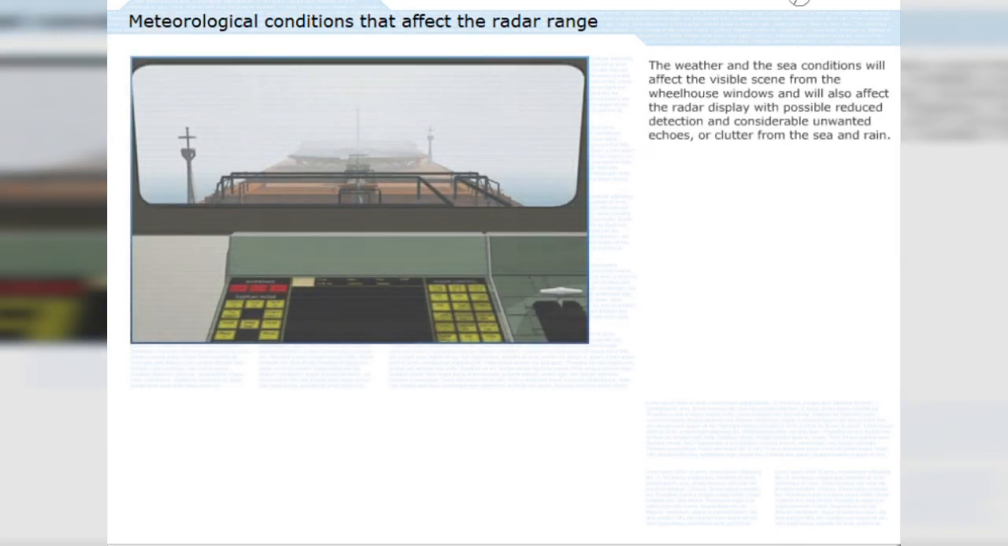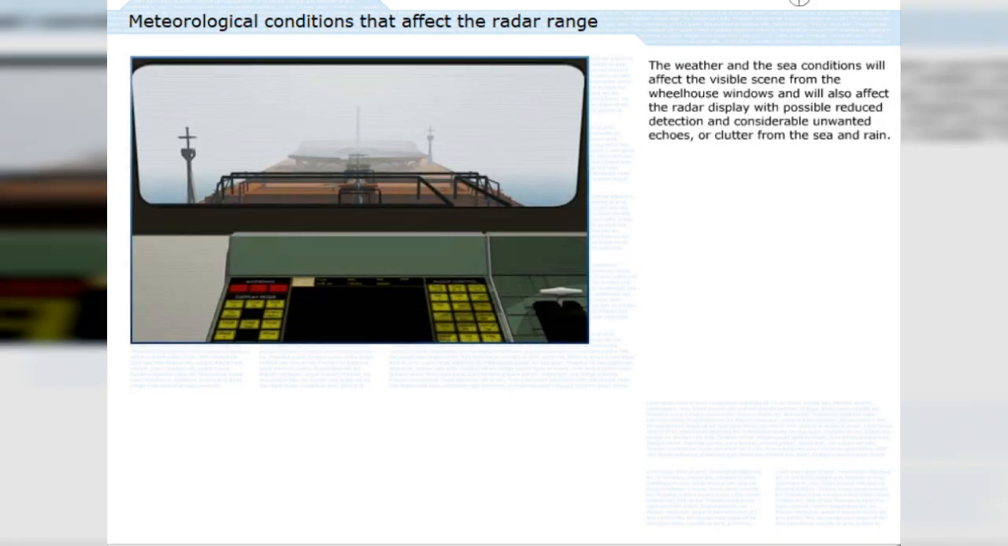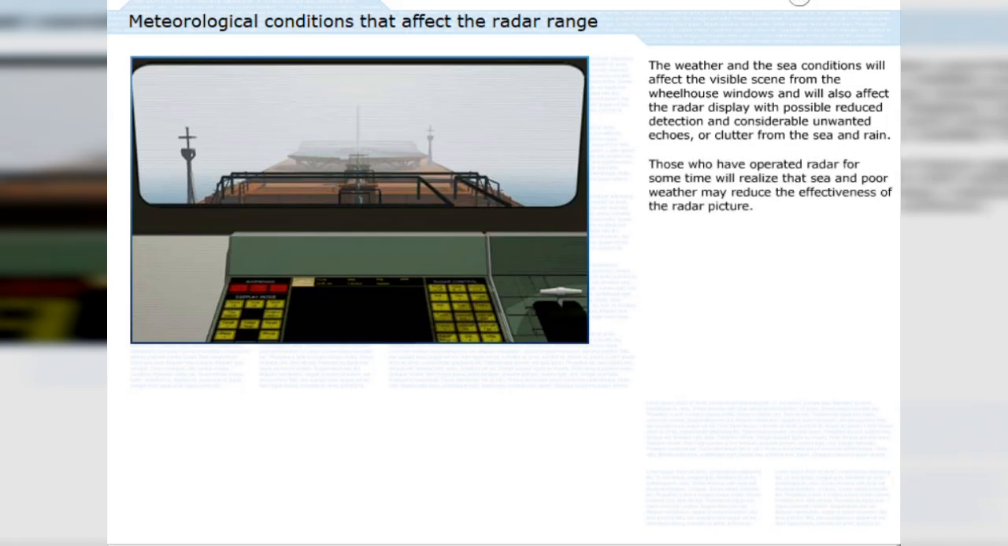The weather and the sea conditions will affect the visible scene from the wheelhouse windows and will also affect the radar display, with possible reduced detection and considerable unwanted echoes or clutter from the sea and rain. Those who have operated radar for some time will realize that sea and poor weather may reduce the effectiveness of the radar picture. These disturbances can be quite serious, but are usually easily detected.